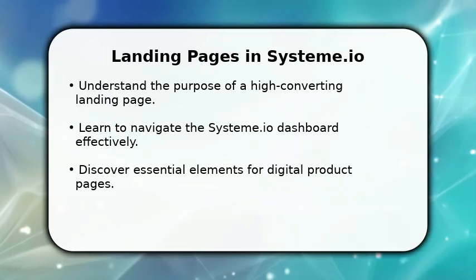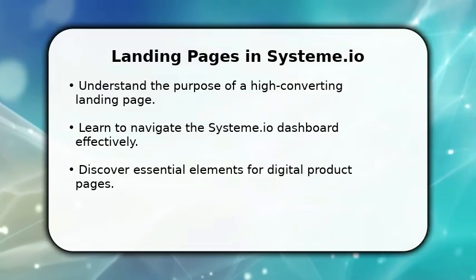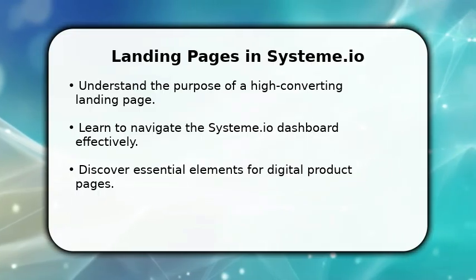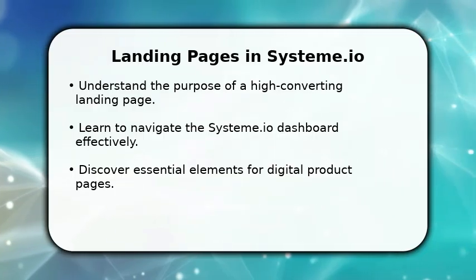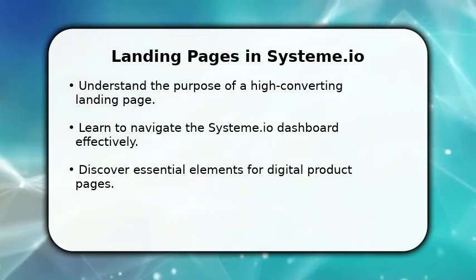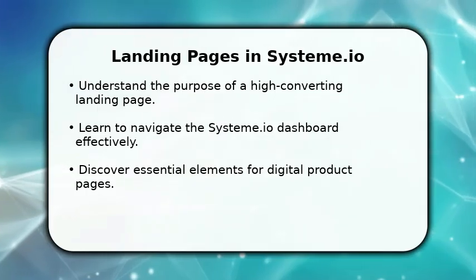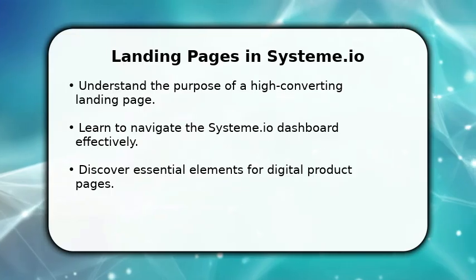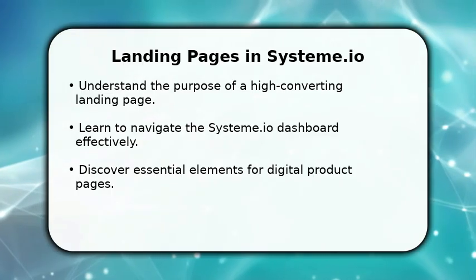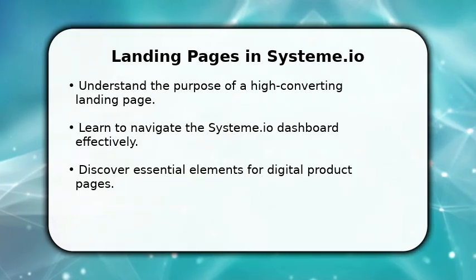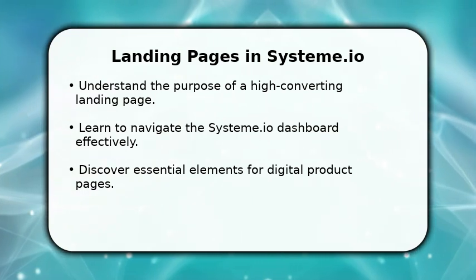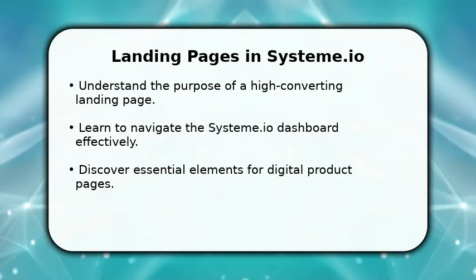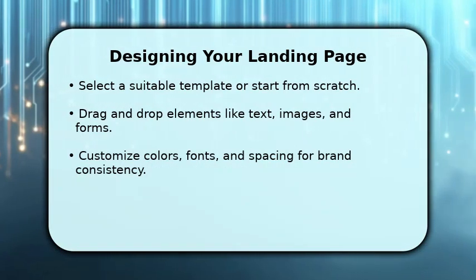Enjoy the video. In this video, I will explain how to make a landing page for digital products in Systeme.io. First, log into your Systeme.io account. Navigate to the Funnels section from the main dashboard. Click Create to start a new funnel, giving it a clear, descriptive name. Choose the custom funnel type for maximum flexibility. This initial setup is crucial for organizing your digital product offerings efficiently and ensuring a smooth user experience from the very beginning.